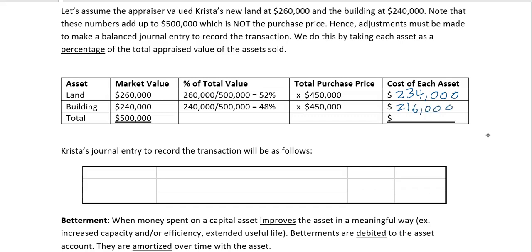And then just for confirmation, we'll add 234 and 216 together, and we will get, of course, the purchase price paid. So this will go on Krista's books. Two assets will go on her books as 234,000 of land and 216,000 of building. Now we're ready to go ahead and make the journal entry.